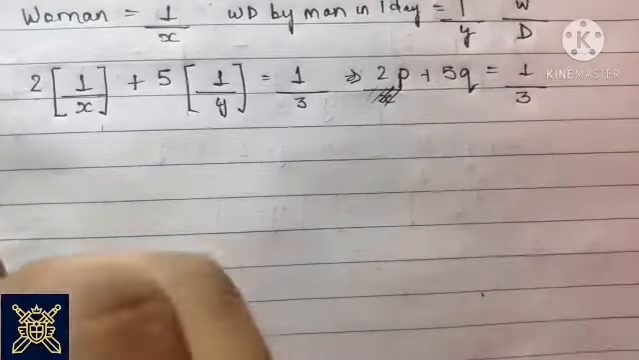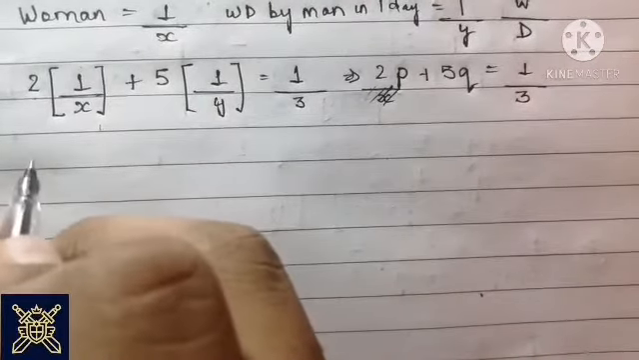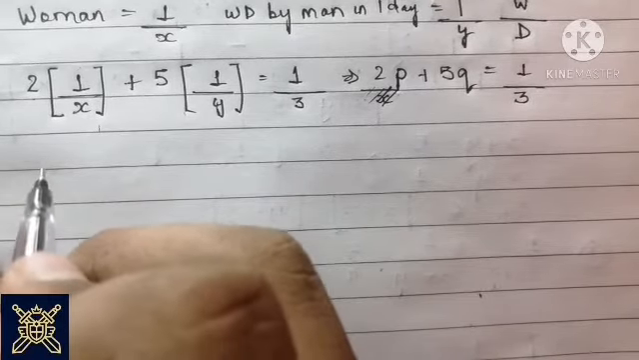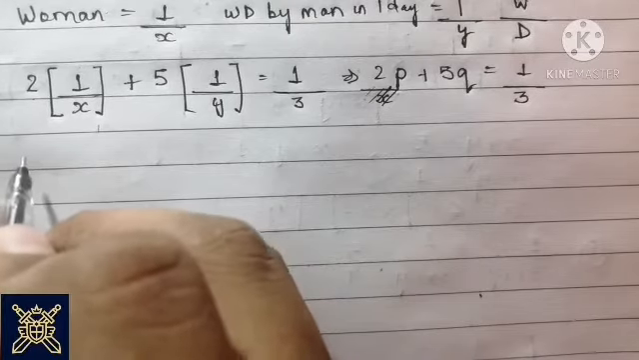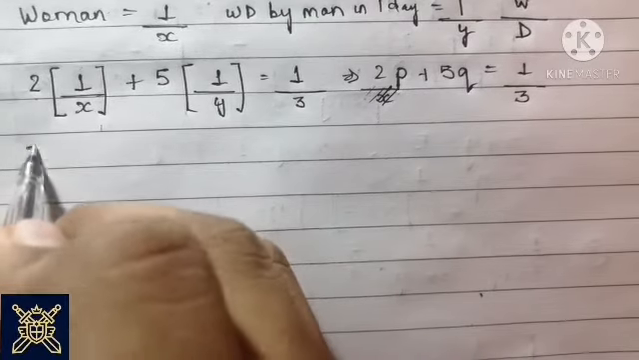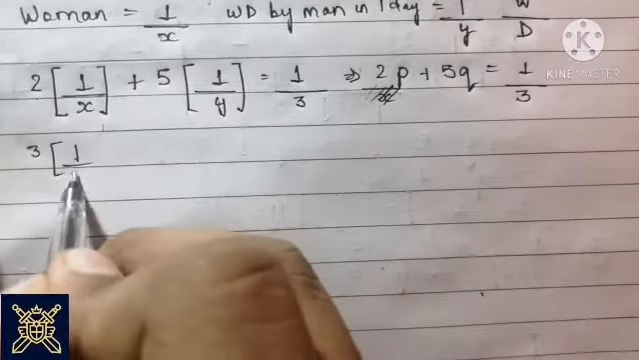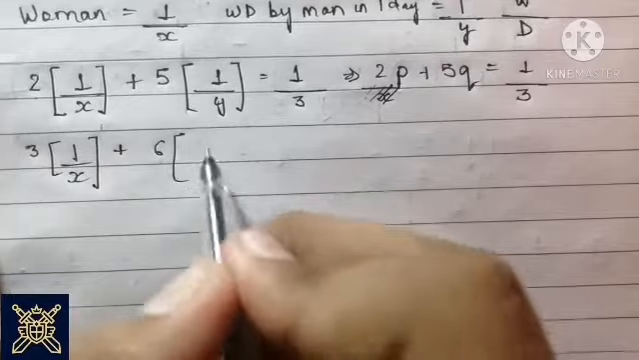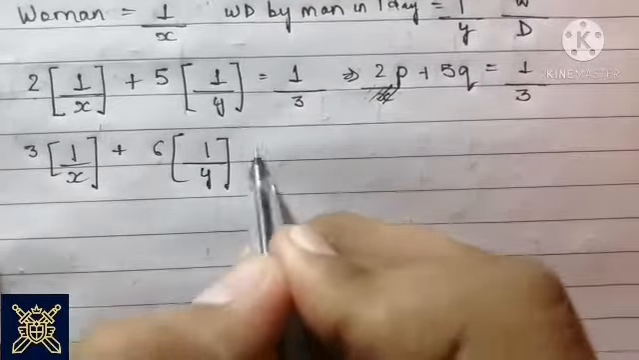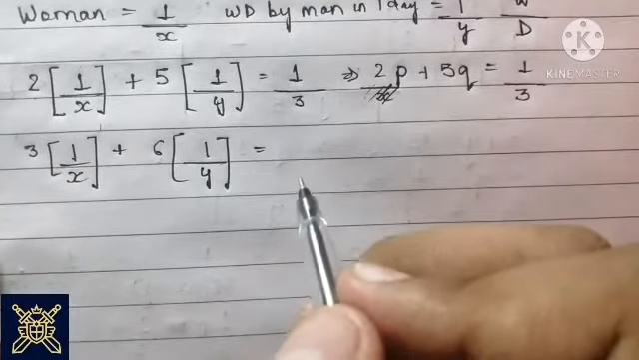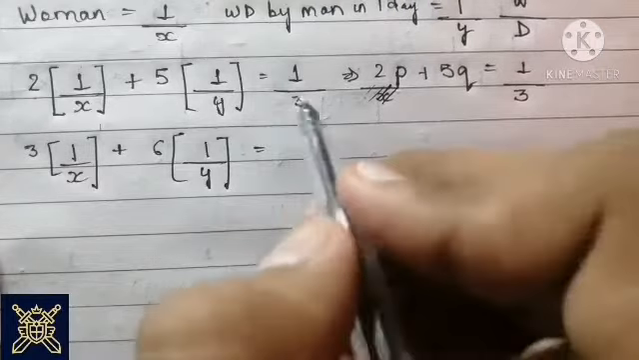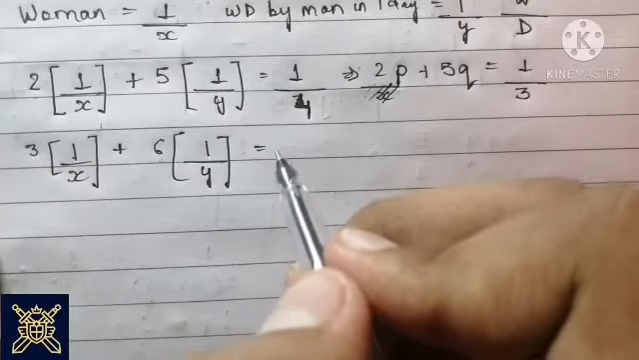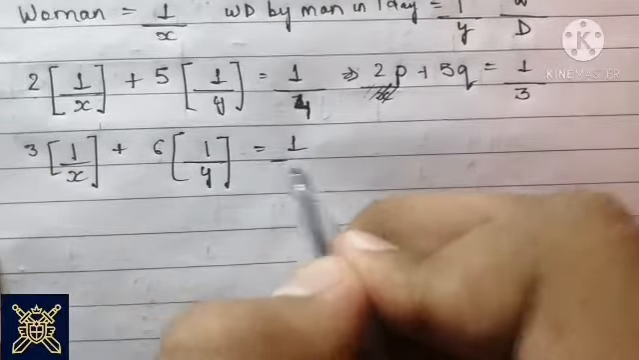Similarly, in the second part we are given that 3 women and 6 men can finish the work in 3 days. So 3 women will do 3 into 1 upon x work and 6 men will do 6 into 1 upon y work. And to do that, they will finish the work. In the first part we had 1 upon 4, they took 4 days, and in the second part they took 3 days. So it is 1 upon 3.